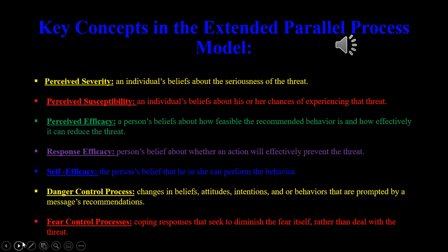The next one is danger control process. These are changes in beliefs, attitudes, intentions, and/or behaviors that are prompted by a message's recommendations. And then the last one is fear control processes. These are coping responses that seek to diminish the fear itself rather than deal with the threat.